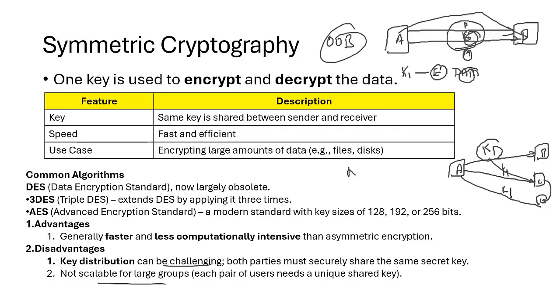And the formula we use is n(n-1) divided by 2. So if we have 3 systems, 3 minus 1 is 2, 2 times 3 is 6, 6 divided by 2. So in total we need 3 keys: 1, 2, 3. Each user needs to have 3 keys. Is it clear? So this is basically the concept of symmetric cryptography.